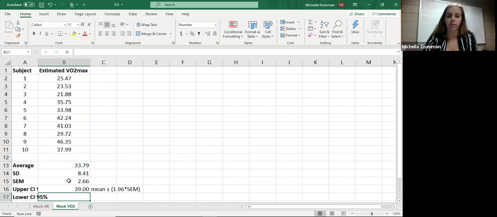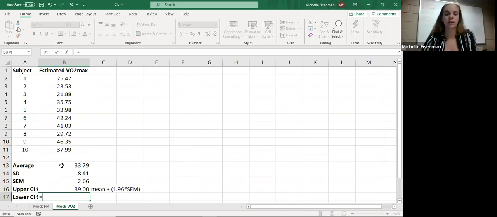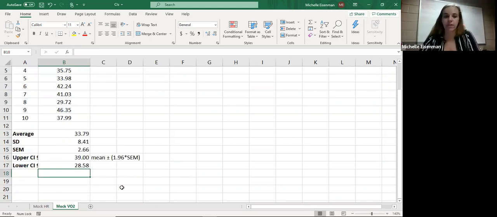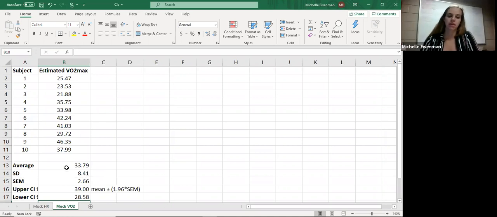For the lower limit, we're going to be doing the same thing, only minus, since that's what plus minus is, equals mean minus 1.96 times our standard error of the mean. Okay, so what this is saying is we are 95% confident that our values lie between 28.58 and 39, rather than just thinking that it has to be closer to 33.79.